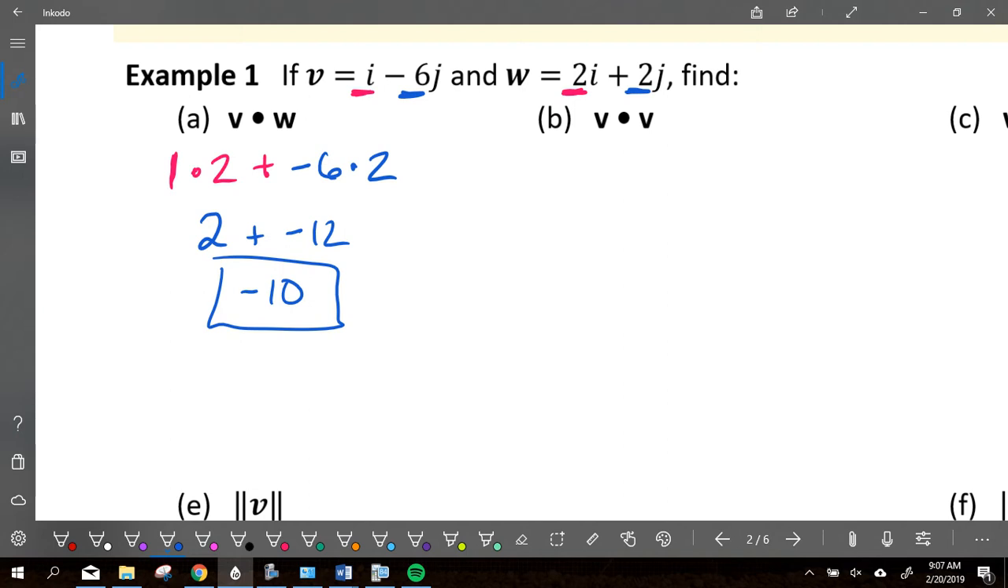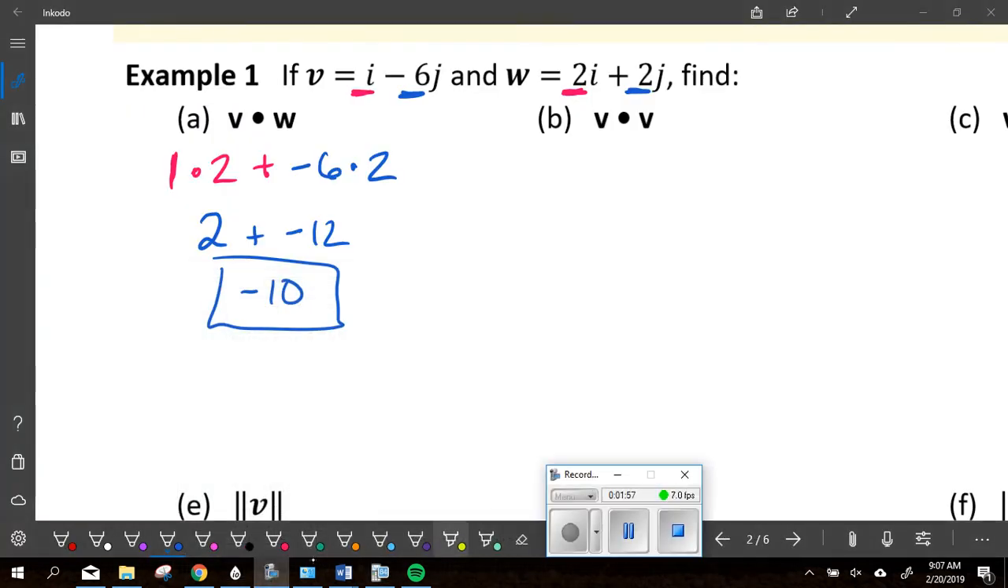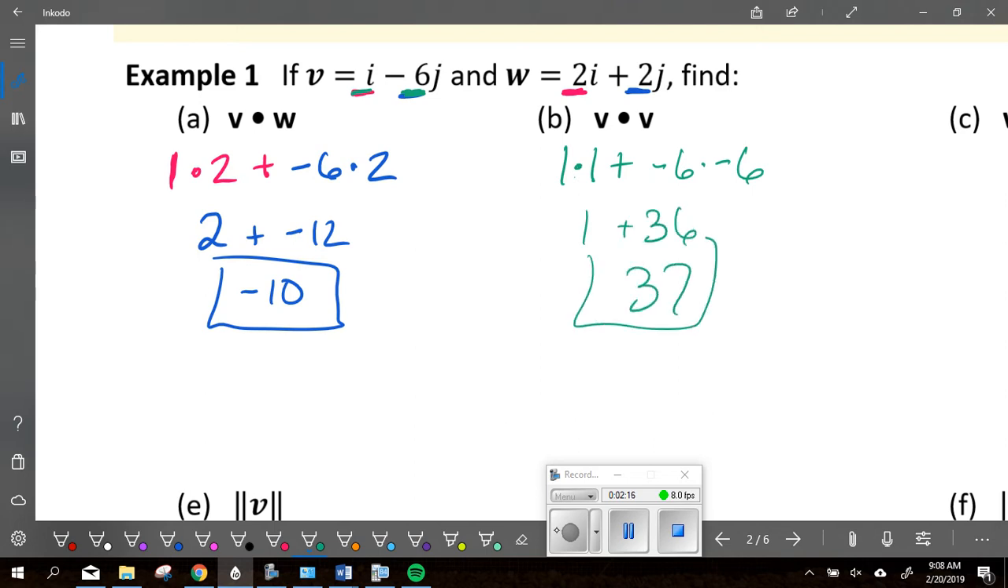V times v. Find the dot product of v times v. If I took v times v, we're taking the v component of 1 and multiplying it by 1. I'm going to add to that the y component of v, so that'd be -6 times -6. I'm going to get 1 plus 36. I get 37. That is the dot product. Understand what we're doing with that one?